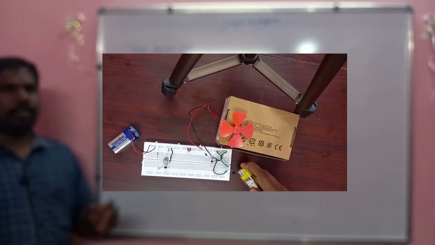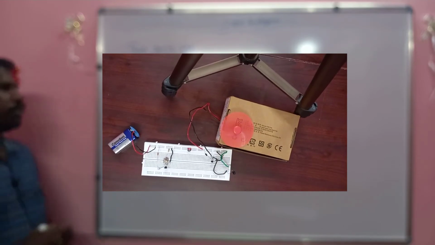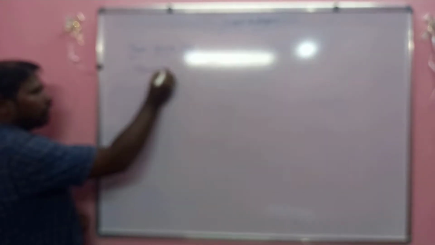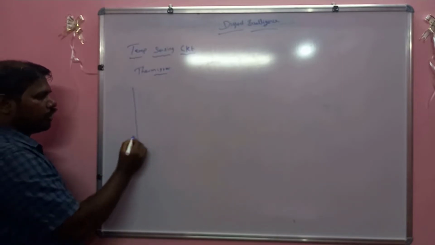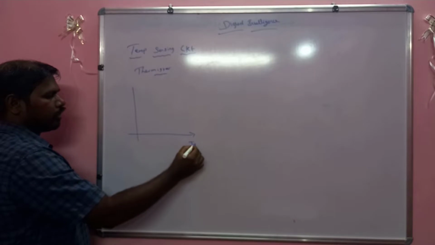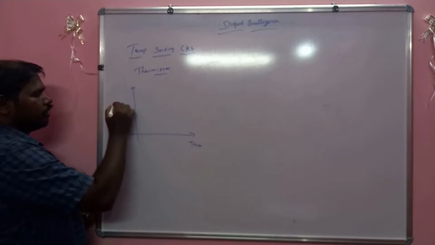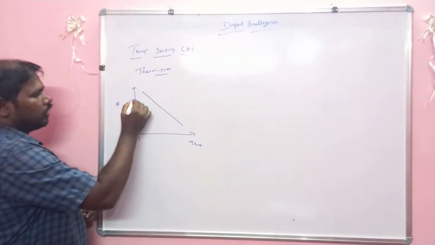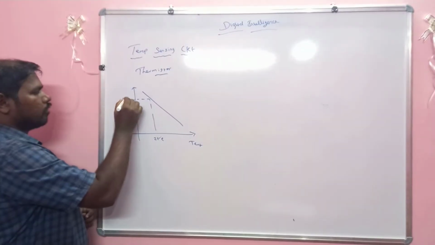This video explains the temperature sensing circuit. A temperature sensing circuit means that when the temperature increases past a particular limit, we are using a thermistor as a sensor. Normally here we are using a negative temperature coefficient thermistor. In its data sheet, the x-axis is temperature and the y-axis is resistance. At room temperature, like 25 degrees Celsius, the resistance value is 10K.